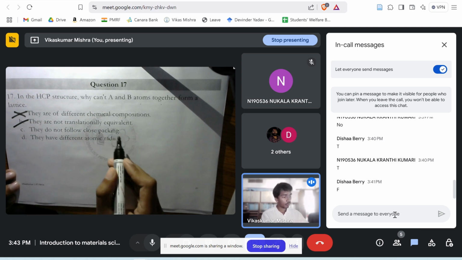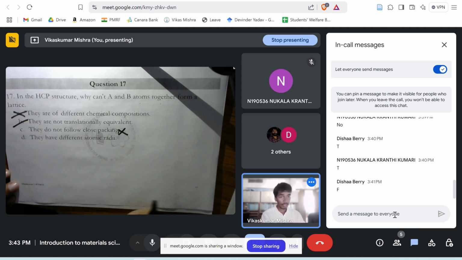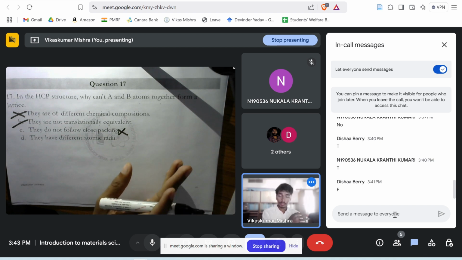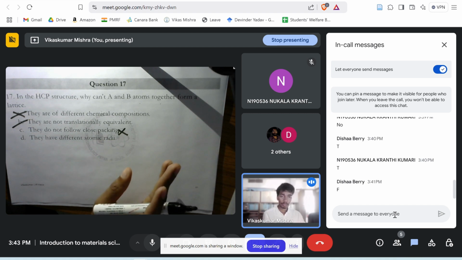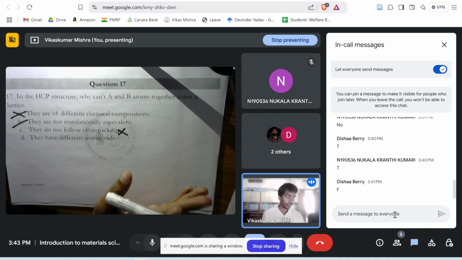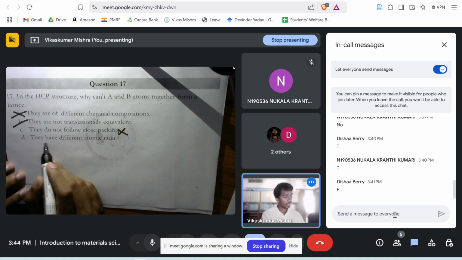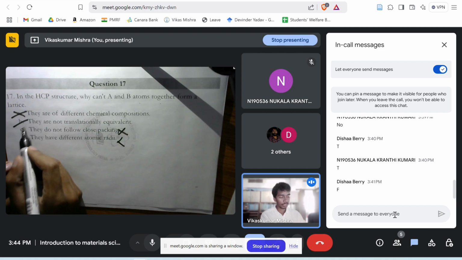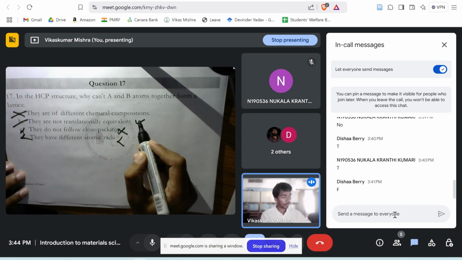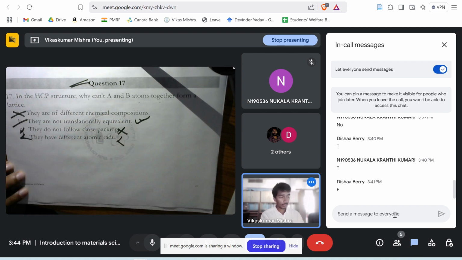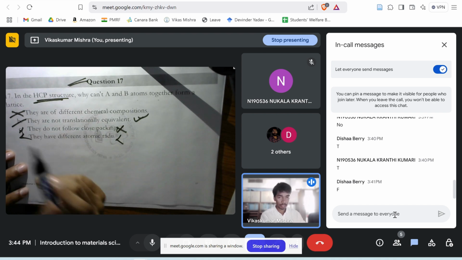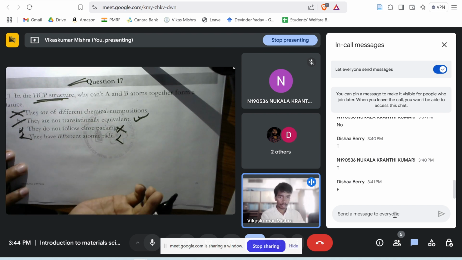They do not form the close pack. No, we don't bother about whether they form the close pack or not for the lattice. For simple cubic also we said that it's a lattice. As long as it satisfies the translation equivalence, that is sufficient for us. They have different atomic radii. This is also redundant. So with that we have solved question 70. Also, HCP structure is the right name; HCP lattice is not correct.